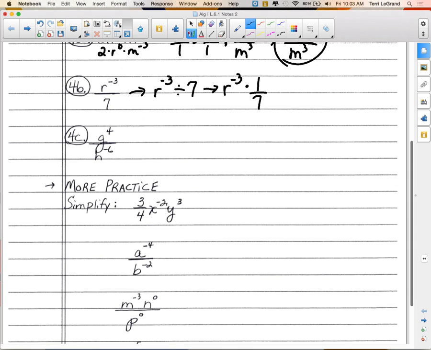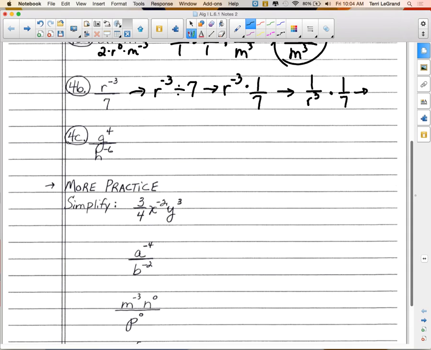Can we have a negative power in our... No. So what are we going to do? We're going to now rename r to the negative 3 power as what? 1 over r to the 3rd power, times 1/7, which does not need to be simplified.